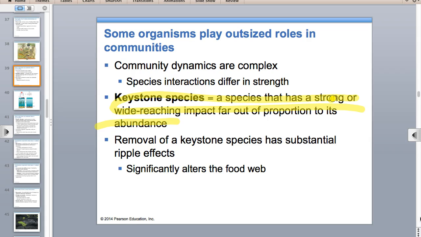So it doesn't have to be a top predator, usually it is, but they just have way more impact than you would expect from the number of organisms present. And so it usually is going to significantly alter the food web if you remove them.